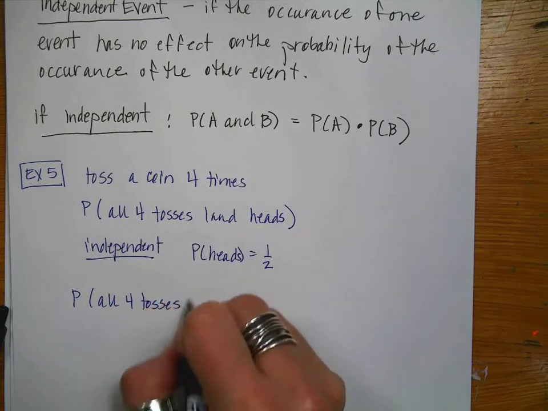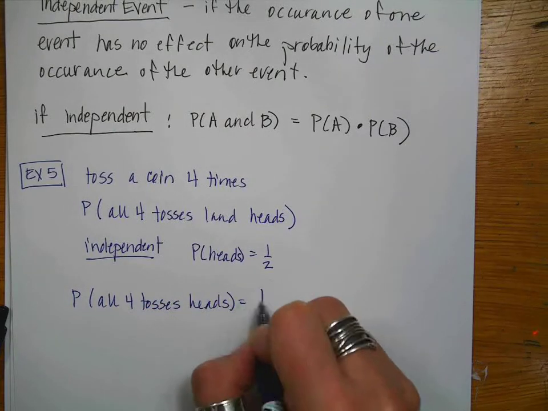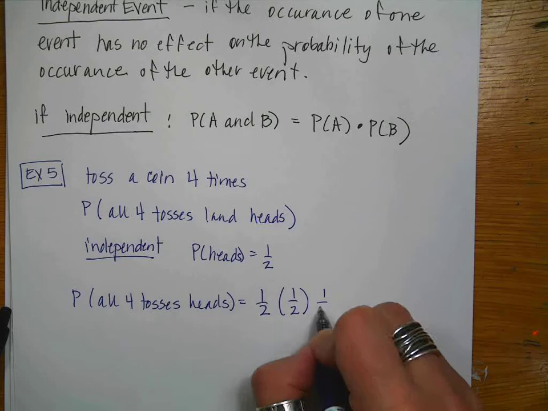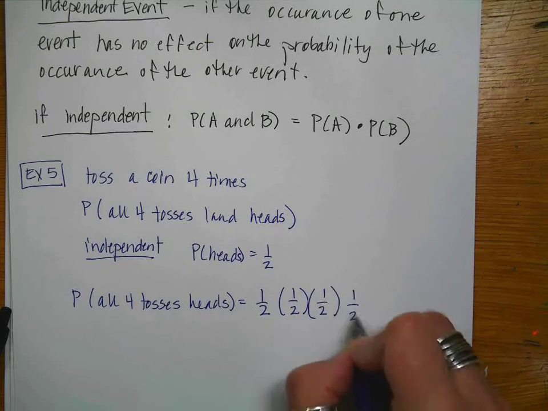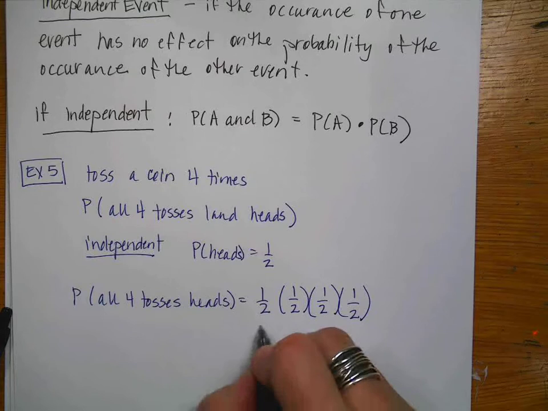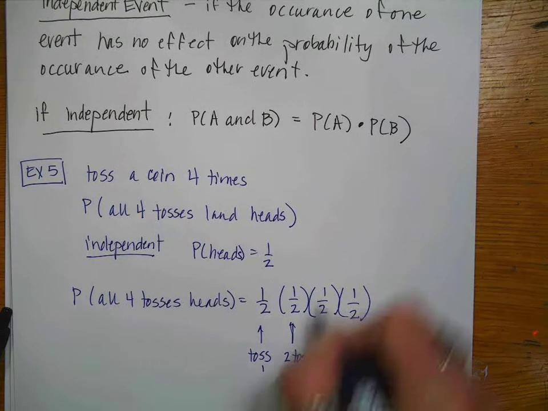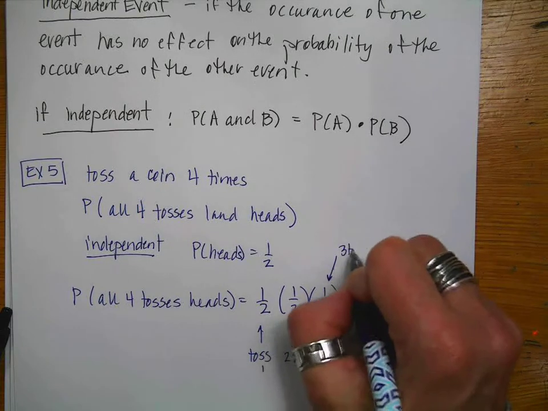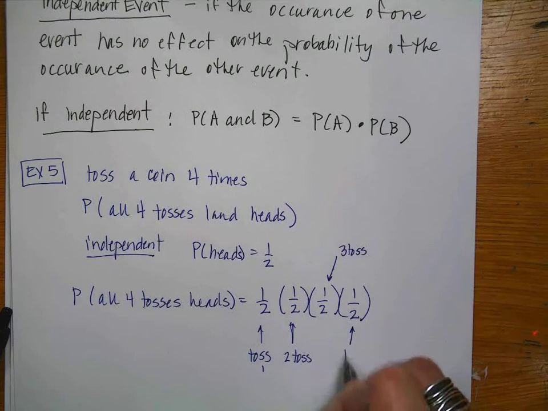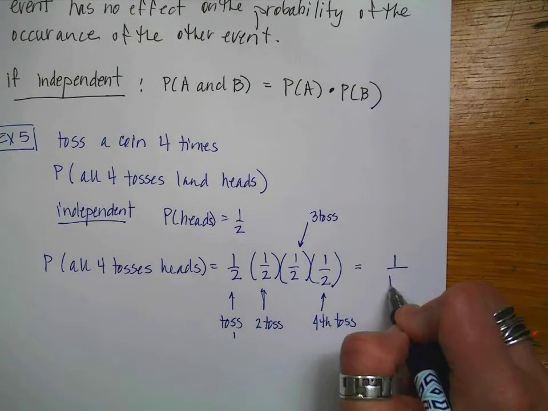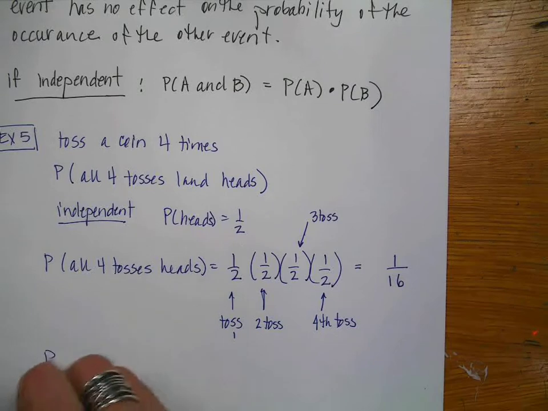So then the probability of getting all 4 tosses heads, my first toss is going to be a half. This is toss number 2. This is toss number 3. And this is toss number 4. Okay? So this is toss 1. This is our second toss. This is the probability on the third toss. And this is the probability on the fourth toss. So the probability of getting all 4 heads, each of the 4 tosses, is going to be 1 over 16.